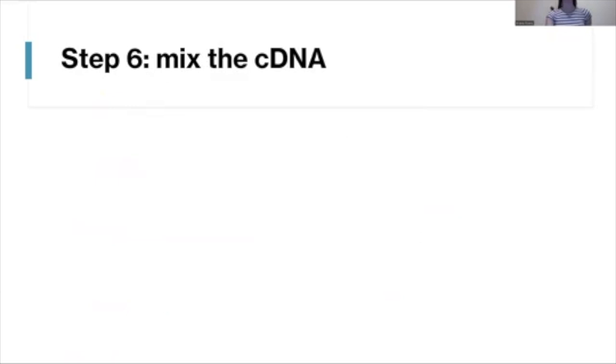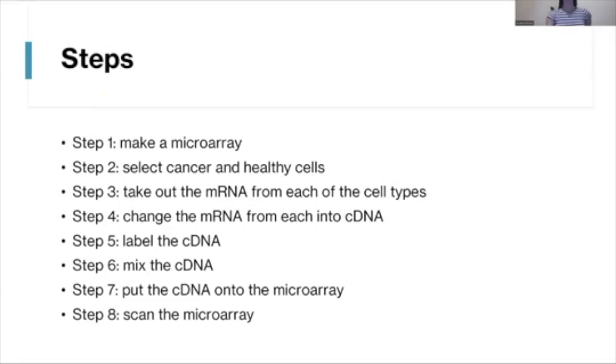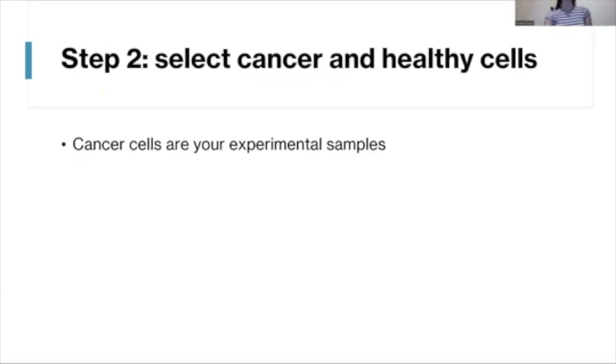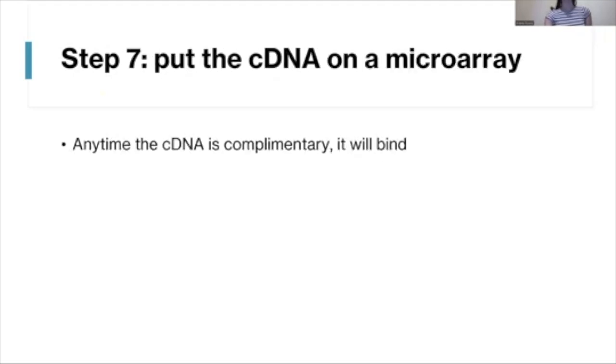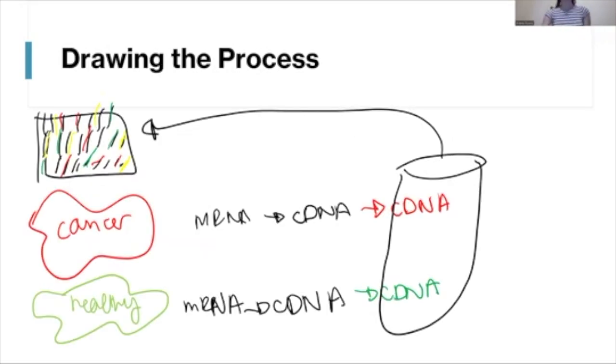So I'm going to go back to the step slide really quick. We'll run through it one more time. So we made a microarray, which has the DNA probes on it that are going to be single-stranded and complementary to whatever you're looking at. We selected our cancer and our healthy cells, and we took the mRNA out because we're looking at expression, but mRNA is unstable, so we changed it to cDNA. We labeled the cDNA with fluorescent bases. We mixed them together. We put it on our microarray, and then we scanned it to see where each one was being overexpressed, underexpressed, or equally expressed. All right. And that is the end of nucleic acid hybridization.